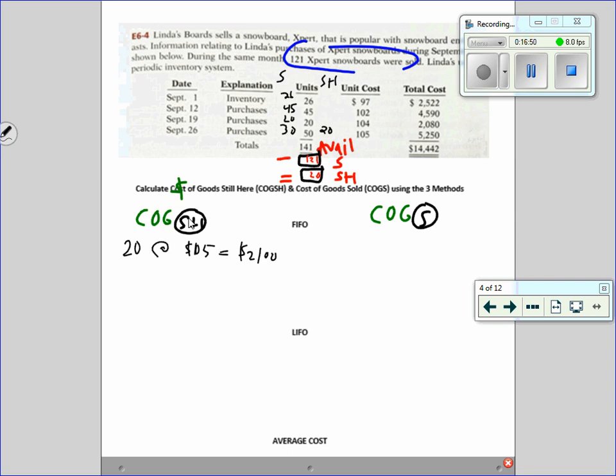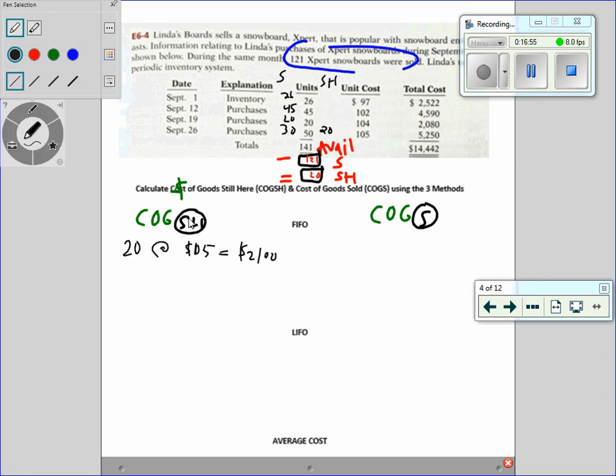It's also a nice way to see that, you know, here, 20 matches up here, and 26, 45, 20, and 30 matches up there. You see that, where those numbers came from? It's a nice way to double check your numbers if you're worried about them not adding up. Okay, so that's the cost of stuff still here.